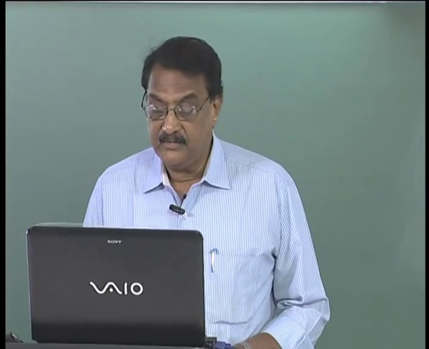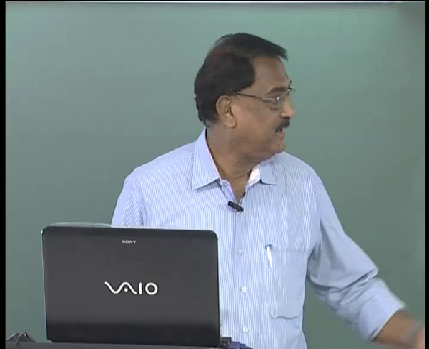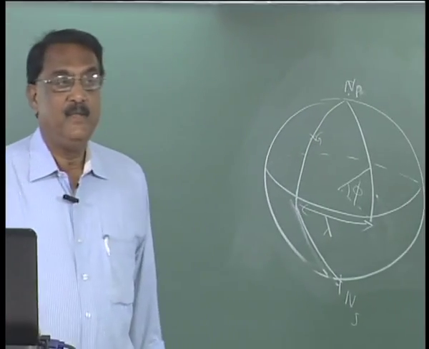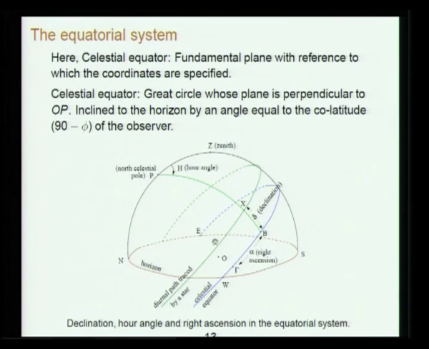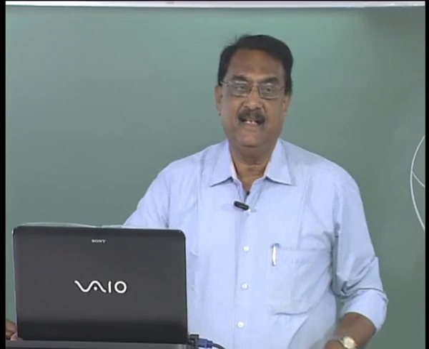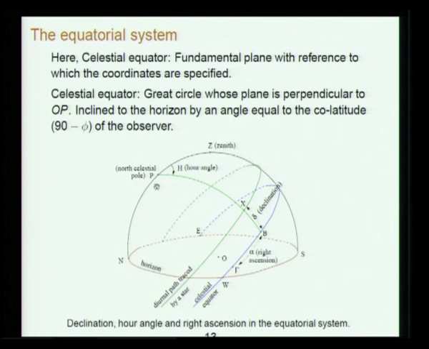So, these are the alt azimuth systems, and similarly the equatorial system. Now this is your celestial sphere and this is your north celestial pole. Draw a great circle through east and west, perpendicular to this axis OP, intersecting the horizon at E and W. By definition, those will be the east and west points. That is called the celestial equator, an imaginary circle in the sky which is parallel to the terrestrial equator.